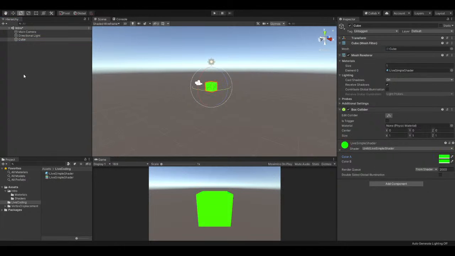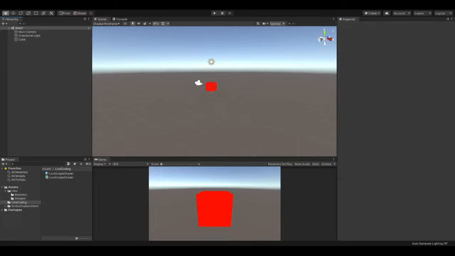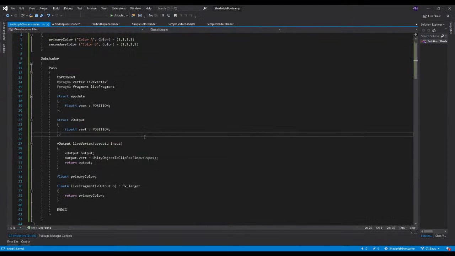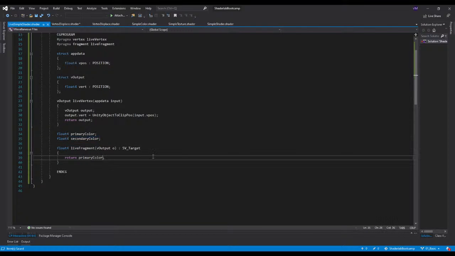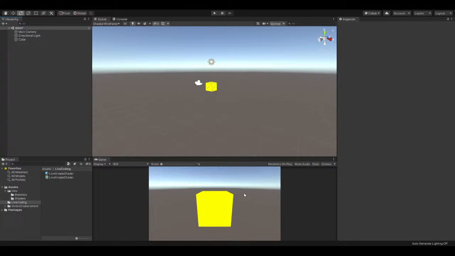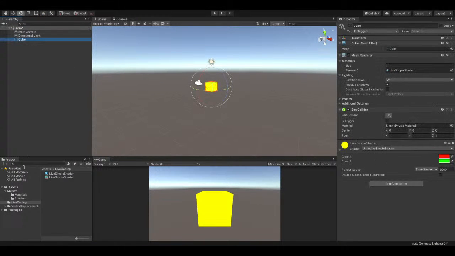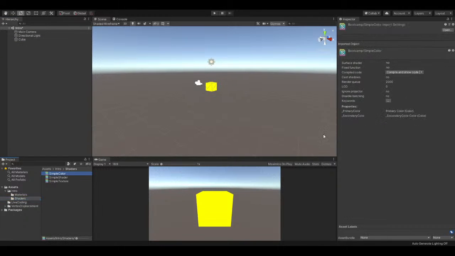Change it to whatever you want. Not wasting much time again, what do we do about the secondary color? Simple. Take it from there, float4, and copy. Now we add it here, and because I specifically wanted to create a yellow color, I just added both colors. You can go to your shaders and select simple color. This is the same code that we have written now in the example.